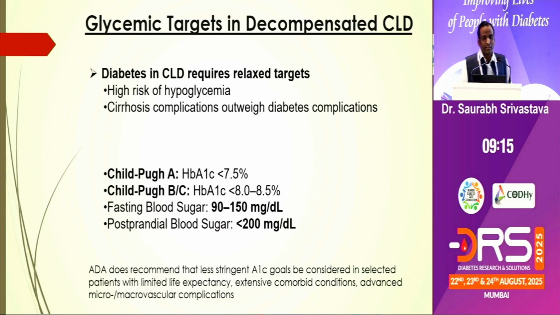The targets for decompensated liver disease, we should go for relaxed targets, as has already been said, that there should be less stringent A1C goals for the patients who are having limited life expectancy, extensive comorbid conditions, and advanced micro and macrovascular complications. So, Child-Pugh A is basically compensated cirrhosis, and B and C are basically decompensated cirrhosis. So, in A, we can have a target of less than 7.5, and in B and C, we can have an A1C target of around 8. The fasting plasma glucose should be kept between 90 to 150, and postprandial blood glucose should be below 200.